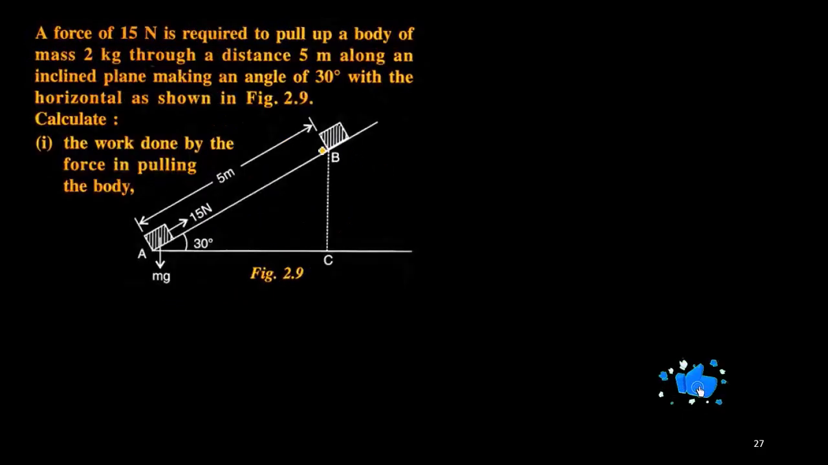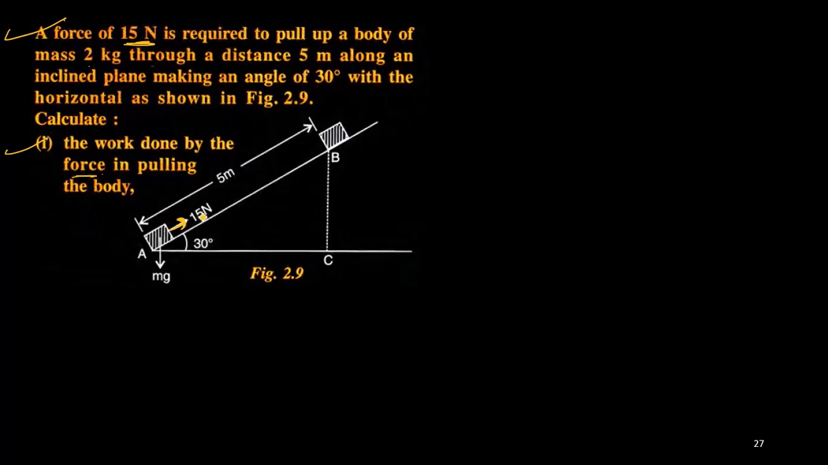Now in this situation, a force of 50 Newton is required to pull up a body of mass 2 kg through a distance of 5 meter along an incline. The angular inclination is 30 degree to the horizontal. You are asked to calculate the work done by the force in pulling the body. This is the force that has been applied, 50 Newton on this body. So you are asked to calculate the work done by the force.